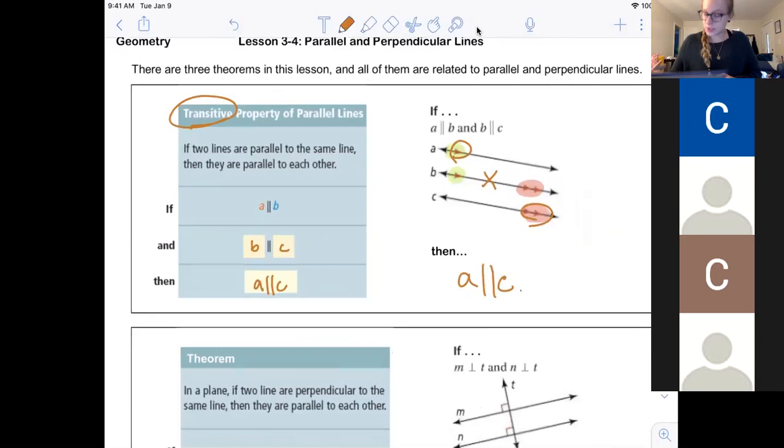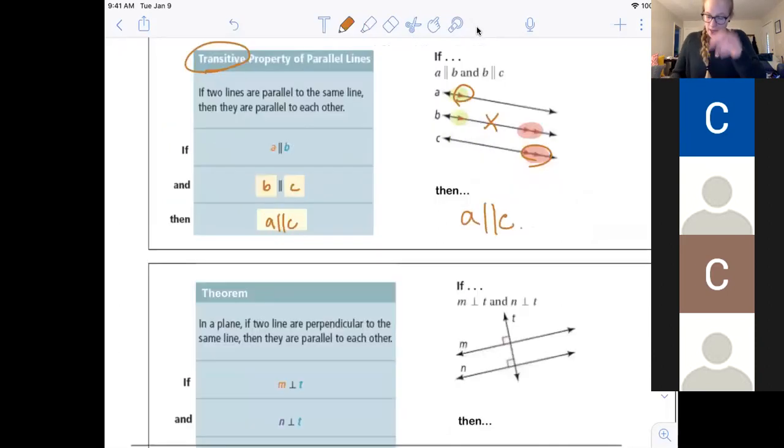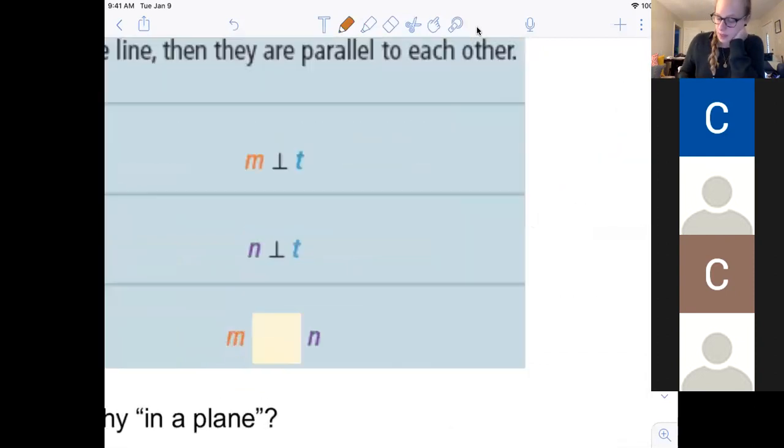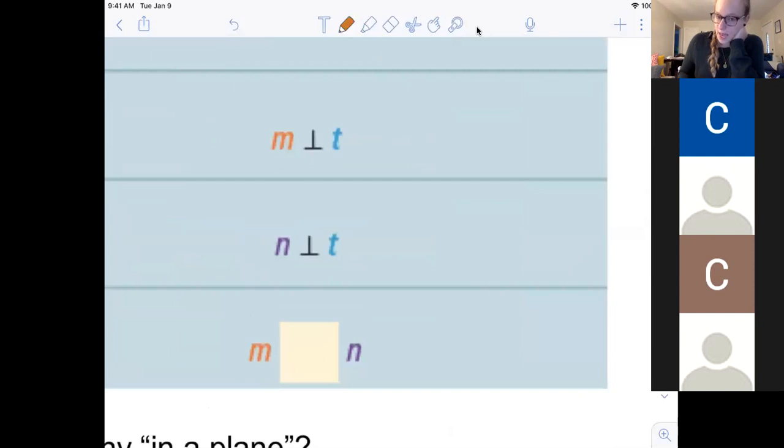The next 2 deal with parallel and perpendicular lines. So we're going to see what that looks like. It says in a plane, if 2 lines are perpendicular to the same line, then they are parallel to each other. M is perpendicular to T and N is perpendicular to T, so M and N are going to be parallel. A common mistake, what a lot of us want to do is cut out the T and go directly to say, oh, M and N are perpendicular. Well, let me show you a picture of why that doesn't work.